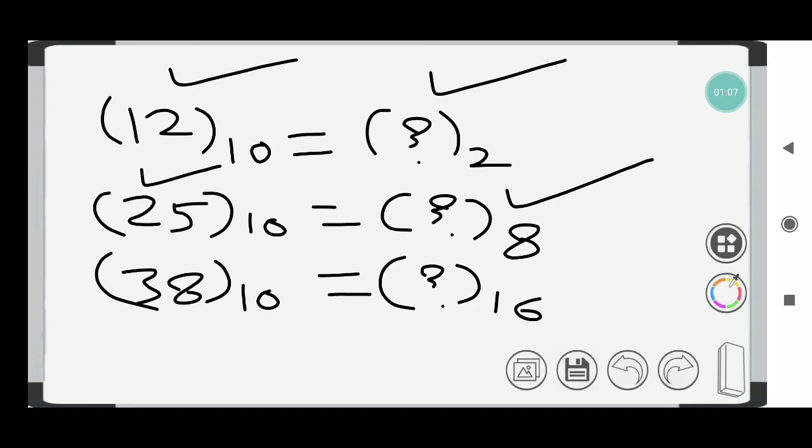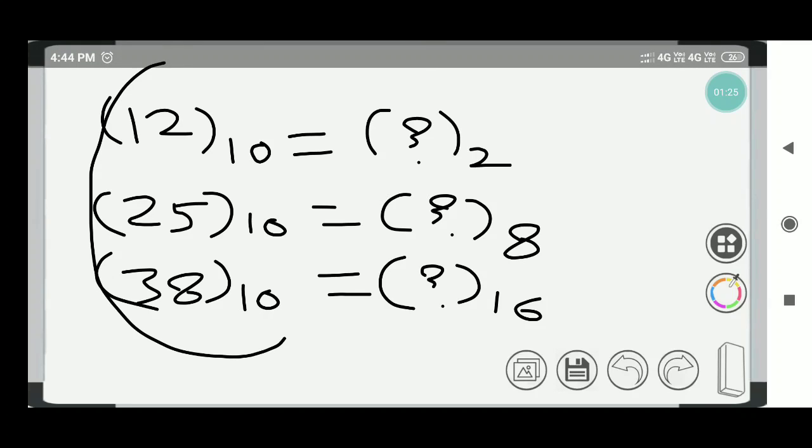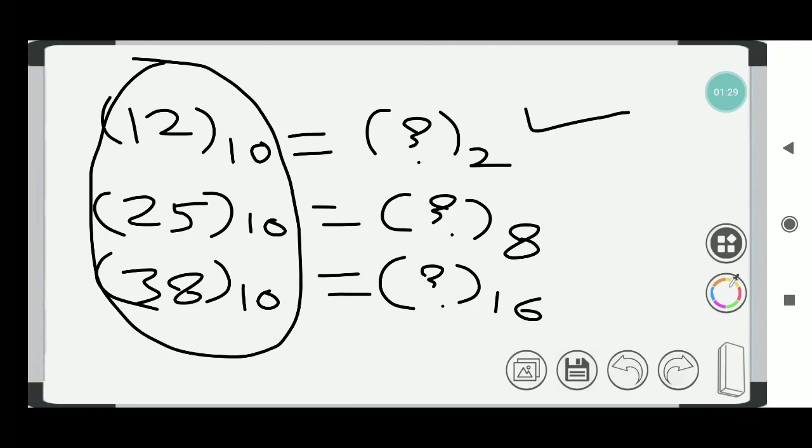So we have to convert 25 into a number of octal number system. In the third case the number given is 38 and we have to convert it into a number system of base 16, meaning hexadecimal number system. Okay, so in the three cases we have to convert the numbers of decimal number system into binary, octal and hexadecimal number system. So let us see one by one.